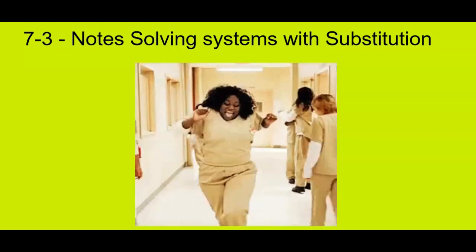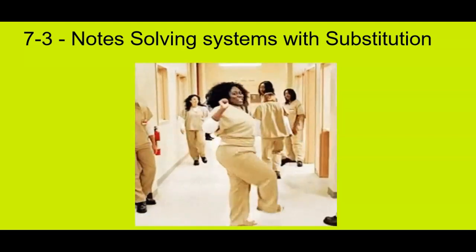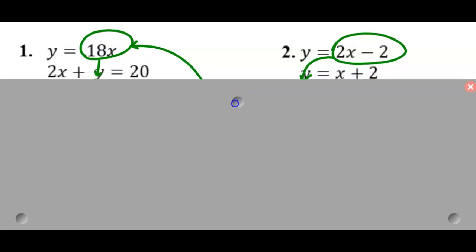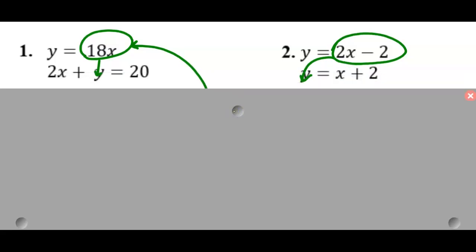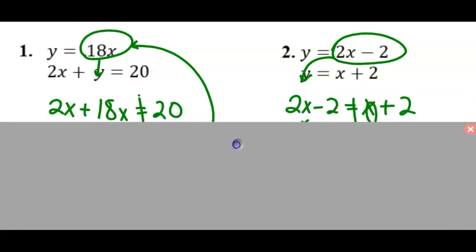Okay, let's take care of 7-3 part 2. So we've got some problems to go through. Number 2 is a y equals. Our y equals is 2x minus 2, so that's going to replace my y in this one. So they're going to be set equal to each other. So what happens then? Well, we set them equal to each other and then we have to solve.